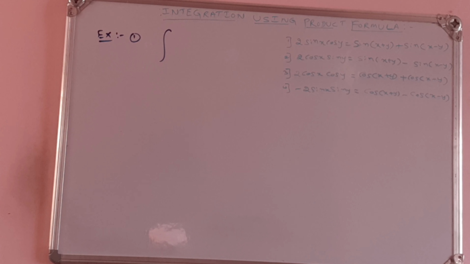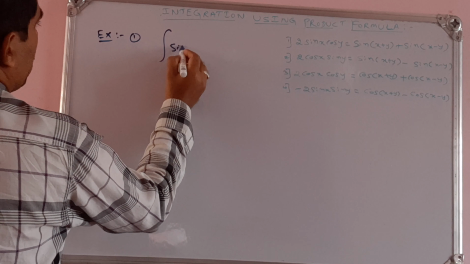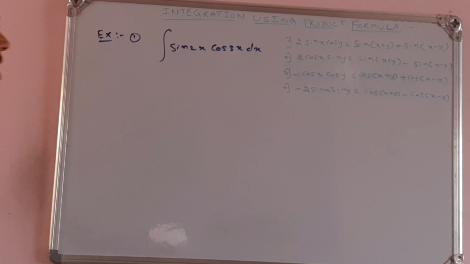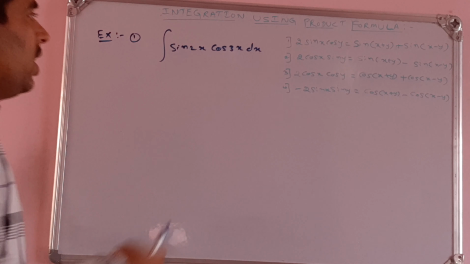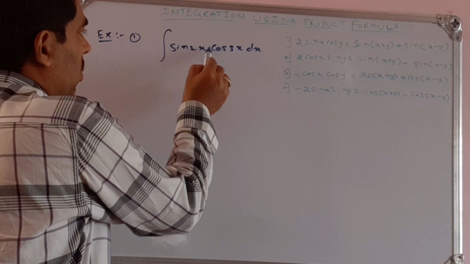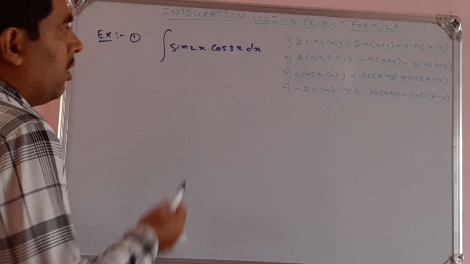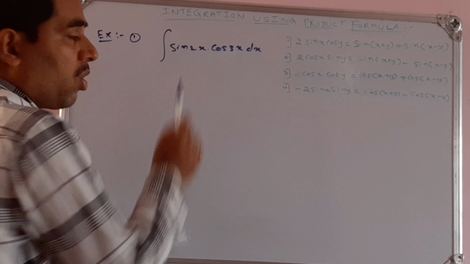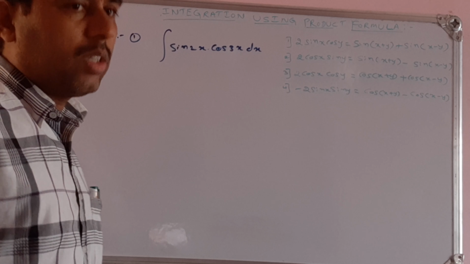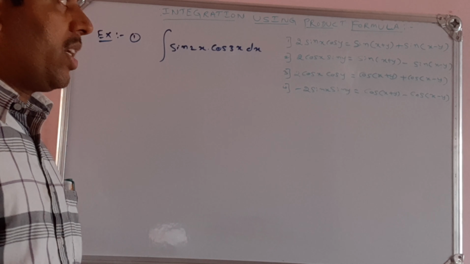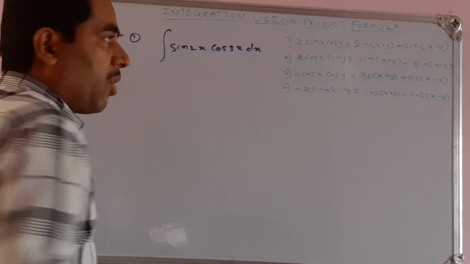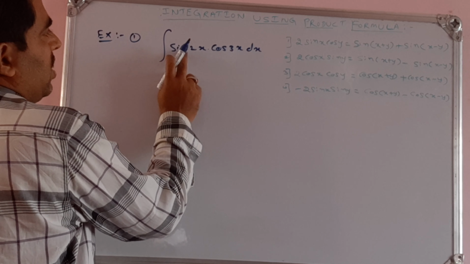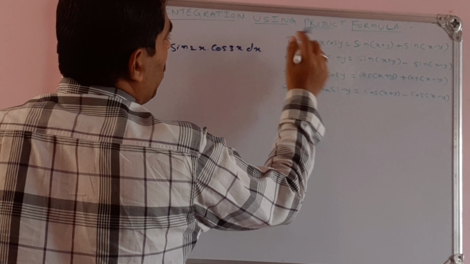Integrate sin 2x cos 3x. Observe this: it is a product, sin 2x into cos 3x, so we don't have a direct formula. What is the technique here? Out of these four product formulas, which formula is suitable for this? Sin into cos, so I can use this one.